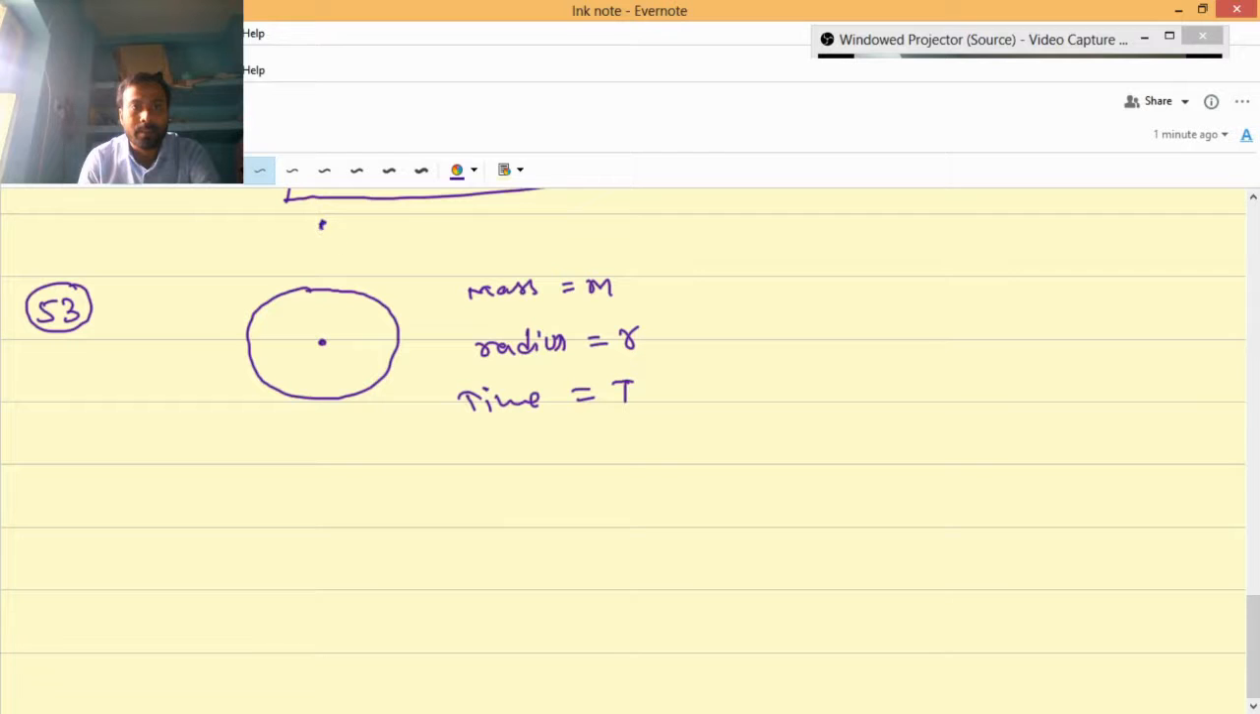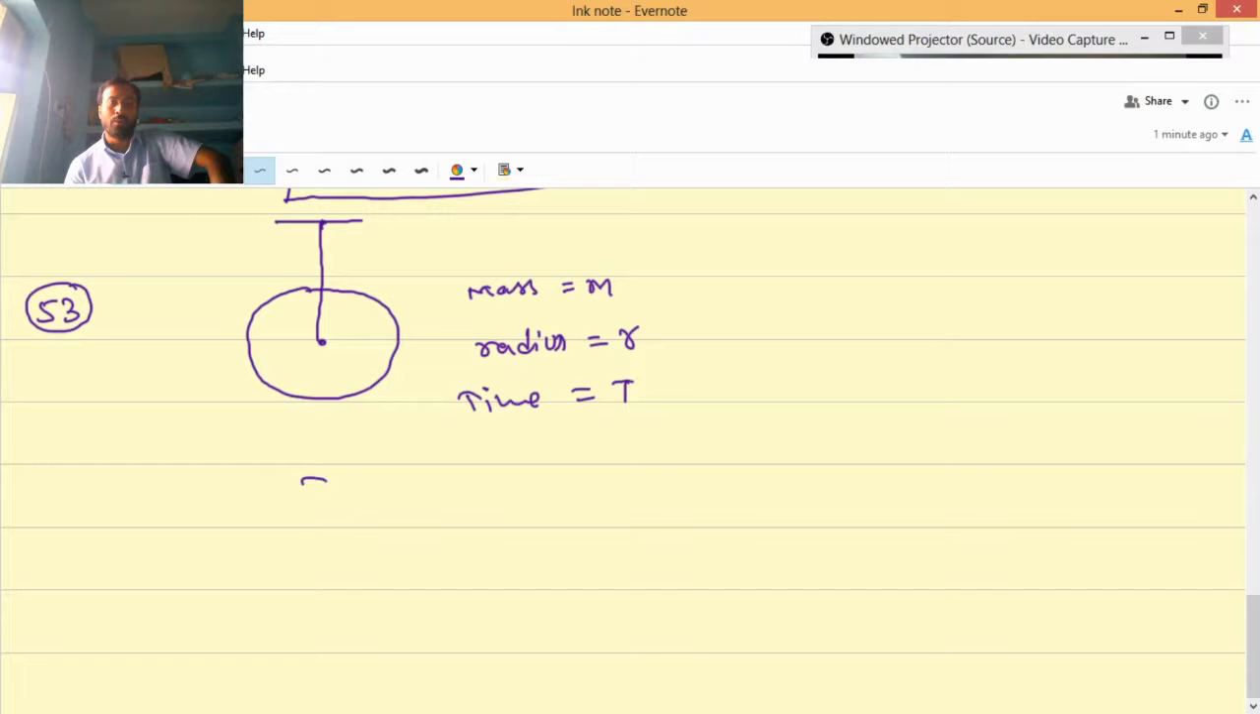Just consider that it is suspended with the help of a thread like this, and this is now twisted. You can consider this is the suspension thread, here the disc is there, and now it is just twisted. After giving a twist, the time period observed here is T. What is asked is the torsional constant of the wire.